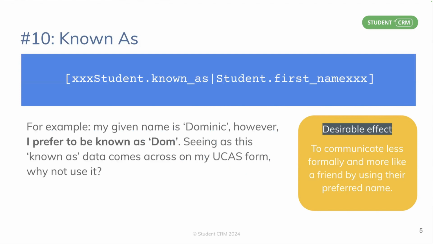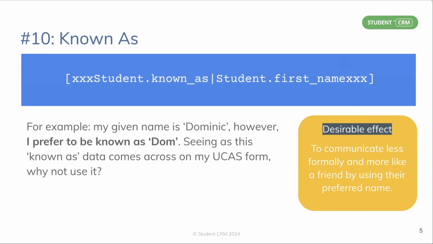Let's look at number 10. So straight in with the value here. At number 10, we're looking at the known as field. The known as field comes in from every UCAS application form if they've completed it. The example I've given here is me. For example, my given name is Dominic. However, I prefer to be known as Dom. So seeing as this known as data comes across on my UCAS form, why not use it?